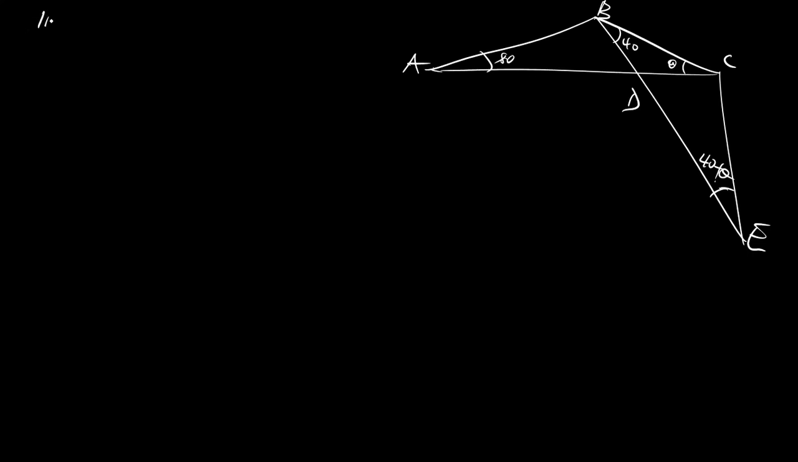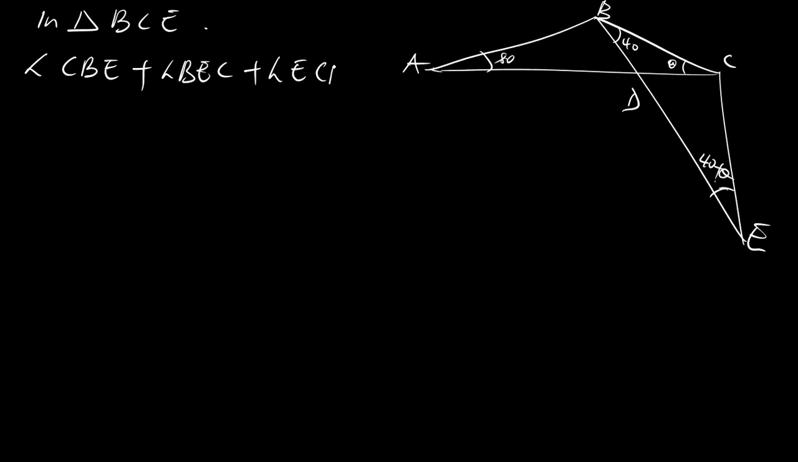So in triangle BCE, we have angle CPE plus angle BEC plus angle ECB equal to what? 180. The sum of angles of a triangle is equal to 180.